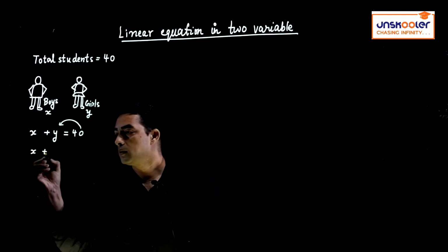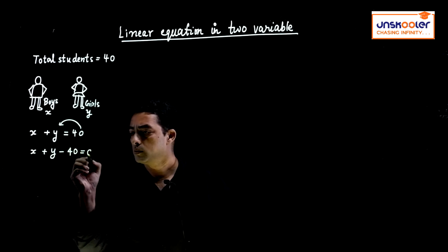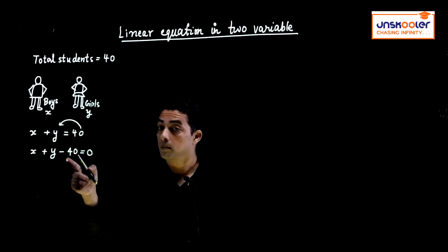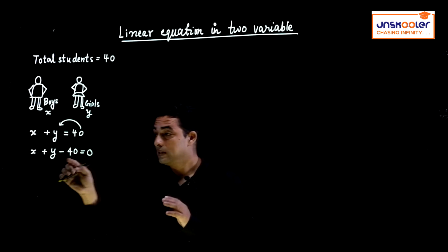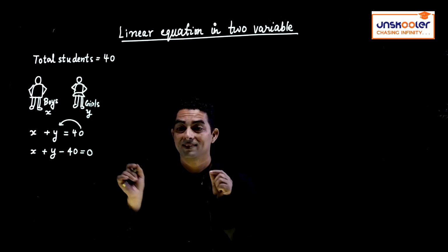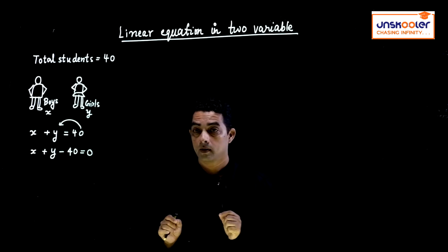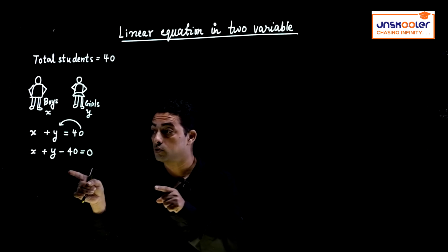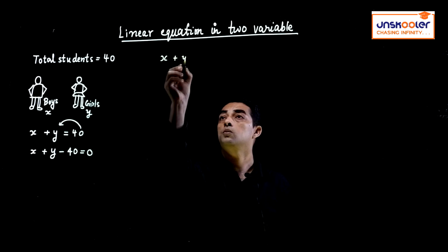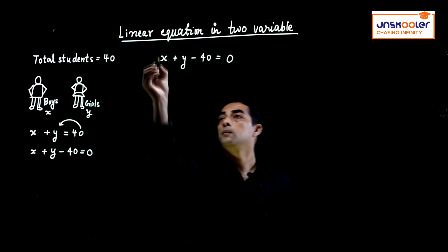It will be X plus Y minus 40 is equal to 0, because here it is plus 40. When it goes to the other side, it becomes minus 40. Now students, this X plus Y minus 40 is equal to 0 is called a linear equation in two variables. Let's see why this is called a linear equation in two variables. Let me write it over here. X plus Y minus 40 is equal to 0.